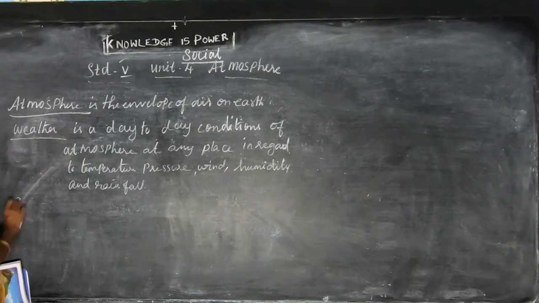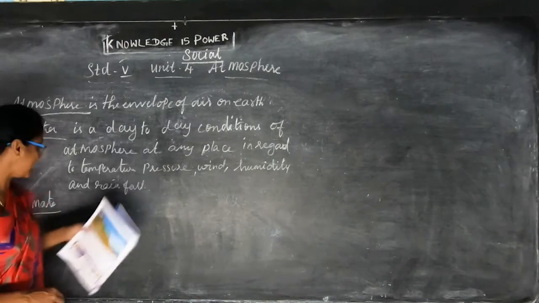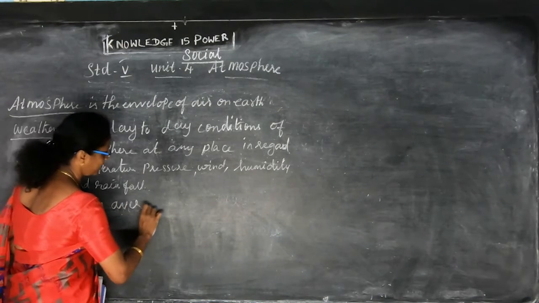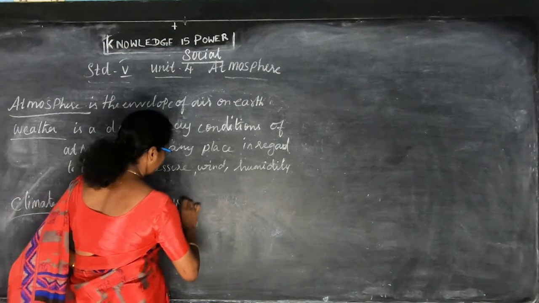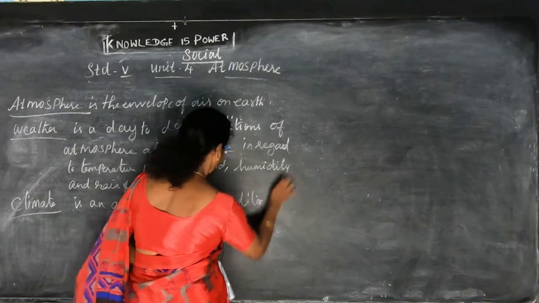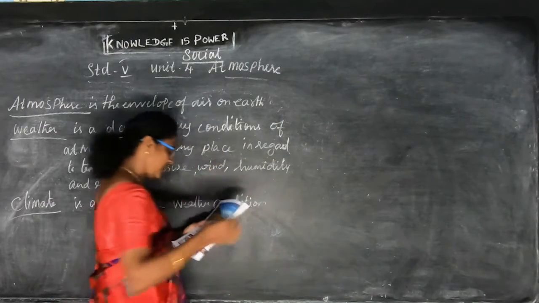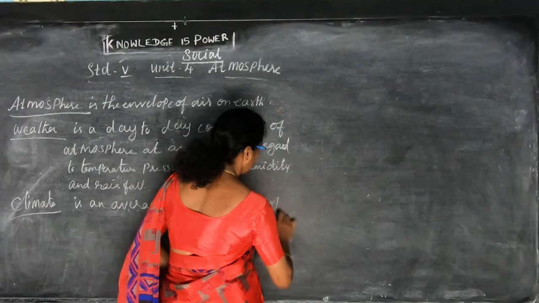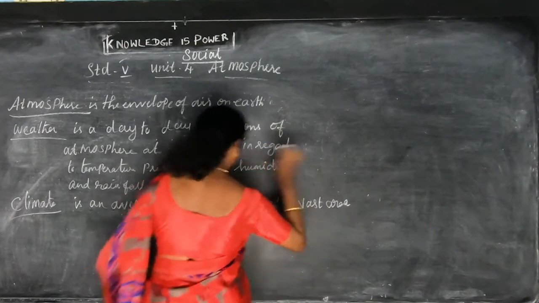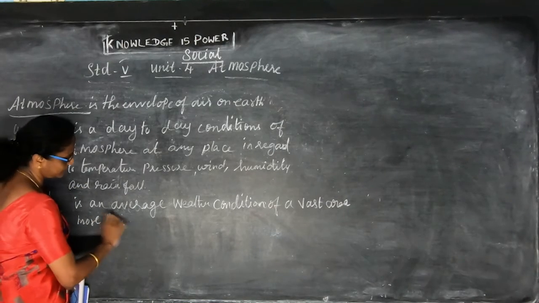And the next one is the climate. What do you mean by climate? Climate is different from the weather. Climate is the average weather condition of a vast area. Vast means a large area, over more than 30 years. That is the condition.